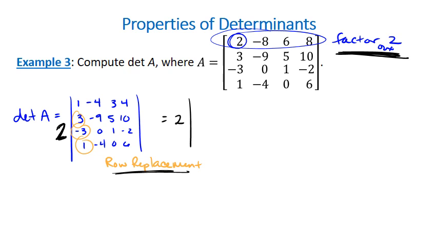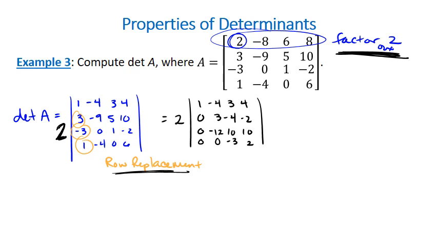Row 1 remains the same. But with that row replacement, the next 3 rows are as follows. I'm sorry I don't have any nice music playing for you in the background. Instead, you get to hear the clicking of my pen.